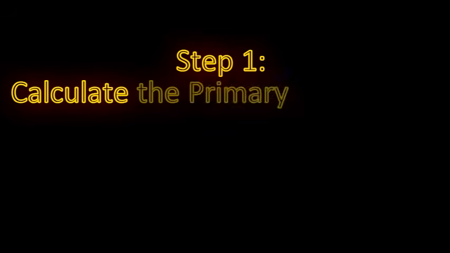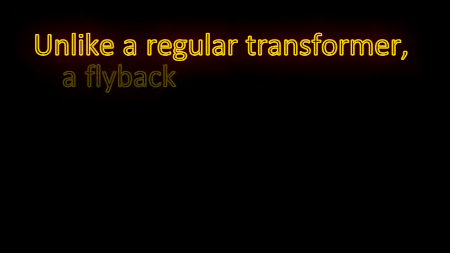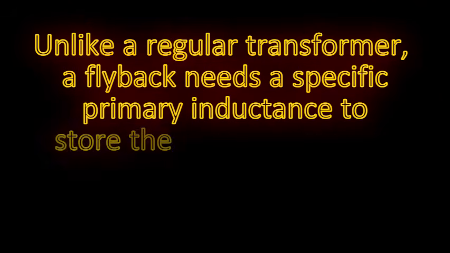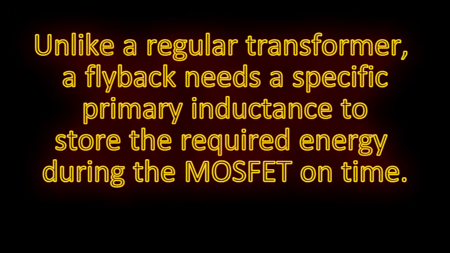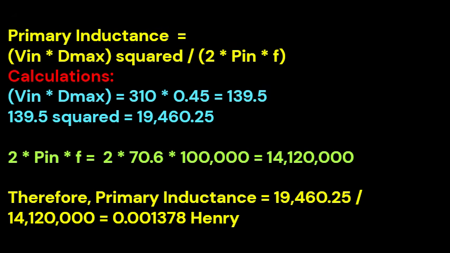Now let's understand the flyback SMPS calculations step by step. Step 1. Calculate the primary inductance LP. Unlike a regular transformer, a flyback needs a specific primary inductance to store the required energy during the MOSFET on time. Assuming discontinuous conduction mode DCM for a straightforward layout, formula, primary inductance equals V in multiplied by D max squared upon 2 multiplied by P in multiplied by F.